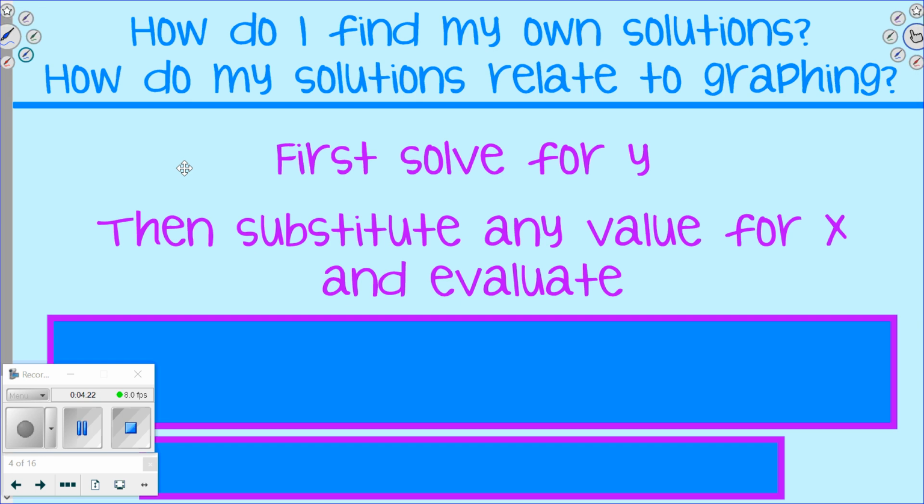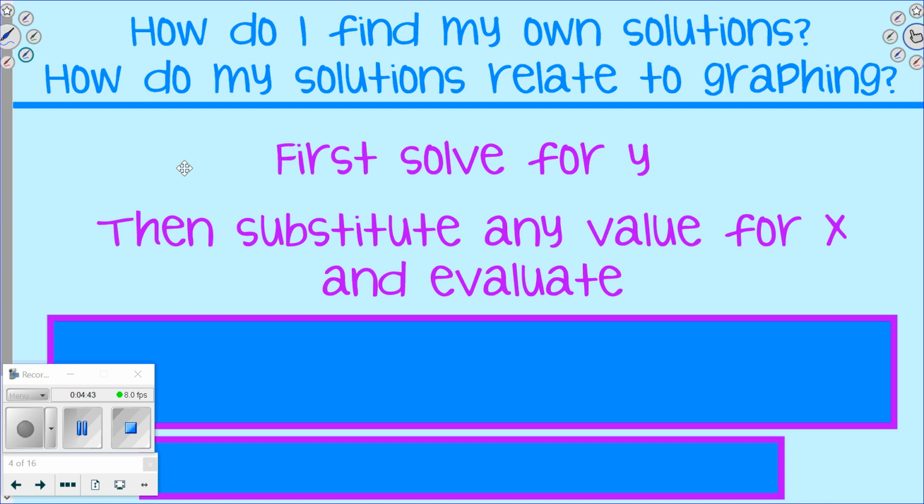I can plug in 0. I can plug in 3. I can plug in negative 506. It does not matter. Because what do we know about lines? Once I graph them, what do you put on the ends of lines? Arrows, because what happens to those lines? Yeah, they go on forever and ever and ever. So I could pick any point I want. Eventually, it's going to fall in that line somewhere, right?